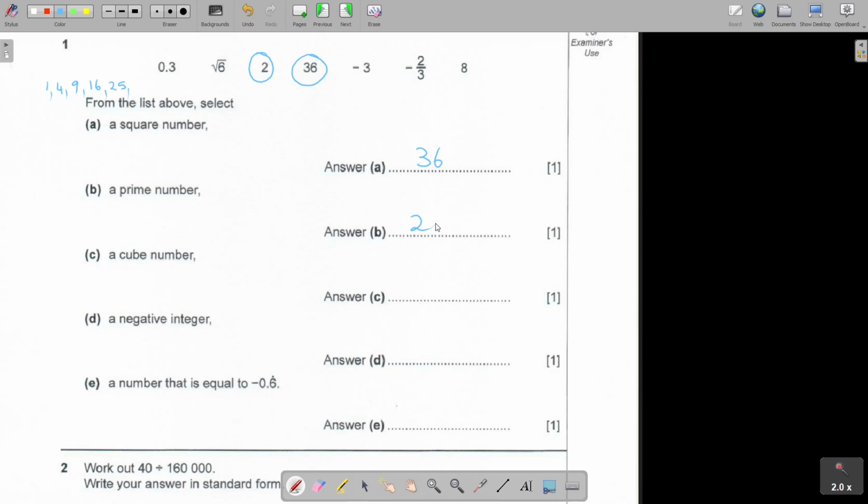A cube number. Now, can you remember? Instead of saying 1 times 1, now you're saying 1 times 1 times 1, it's 1. 2 times 2 times 2. Oh, I see it. That is 8.